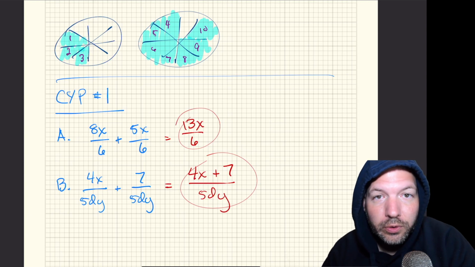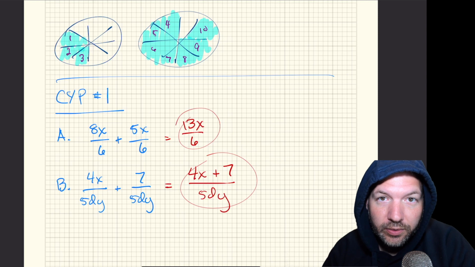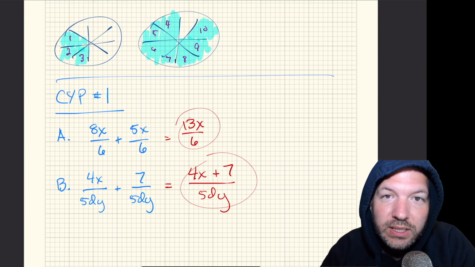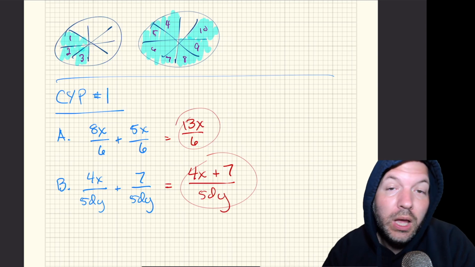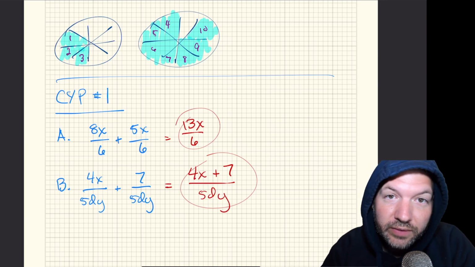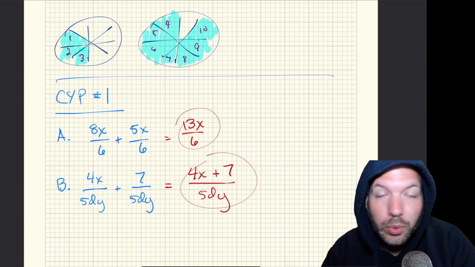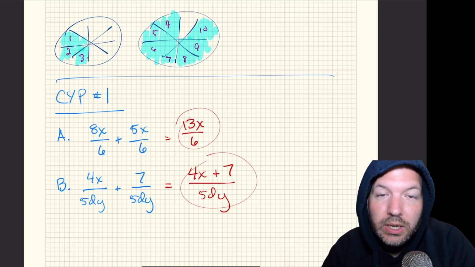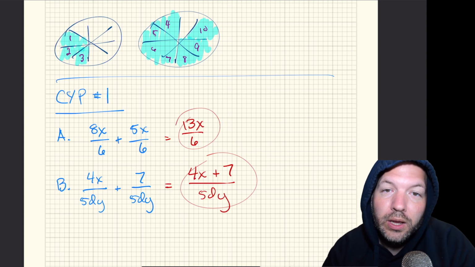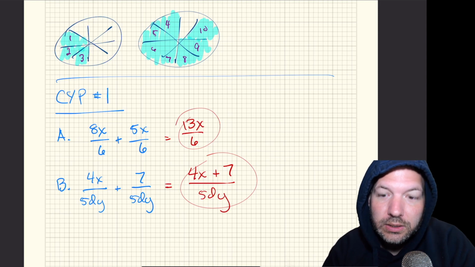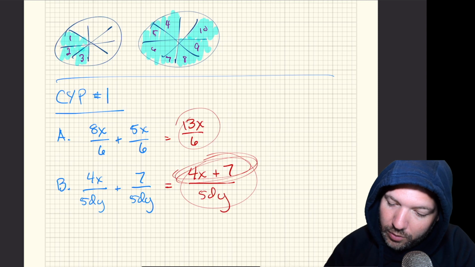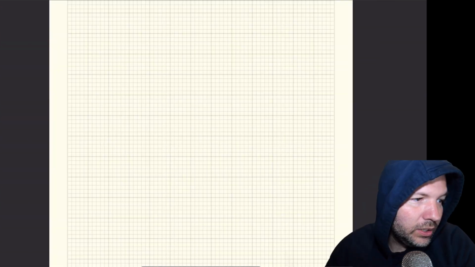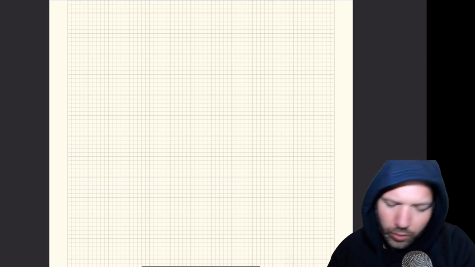Numerator, do 4x and 7 add together? Yes, they do. But they don't simplify as they do so. They don't become 11x, or just 11, or 3, or 28, or I don't know, anything else you would think of, because they're not like terms. When we write their sum, we just write 4x plus 7. So that's what you can see I have there in my numerator. 4x plus 7. Let's go ahead and jump into example 2.